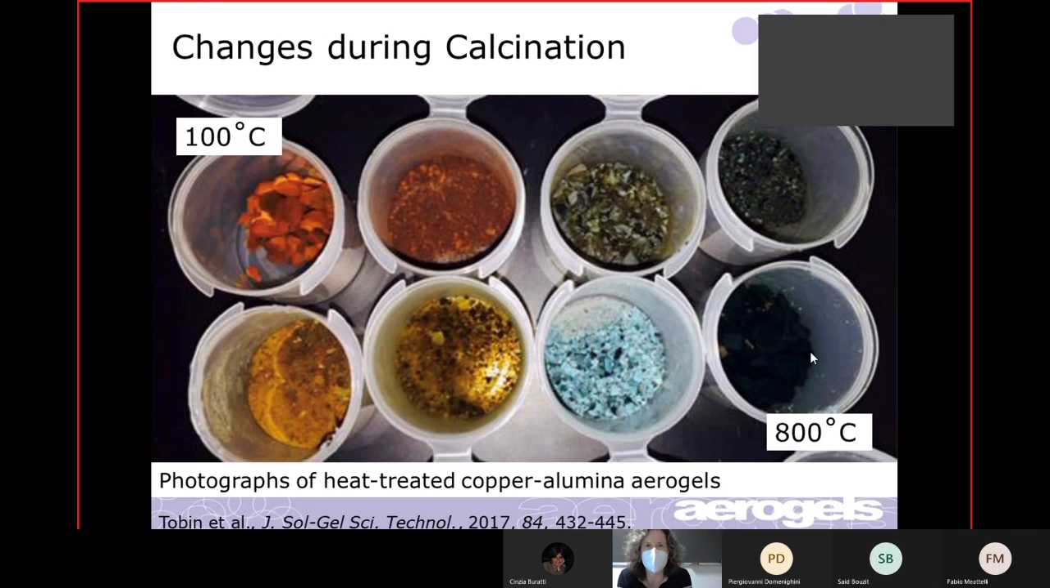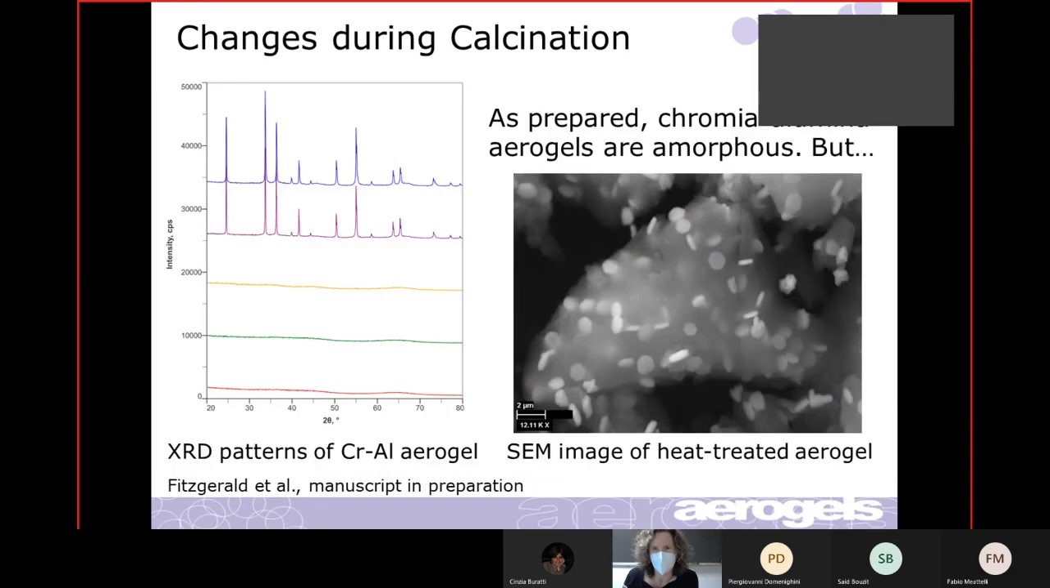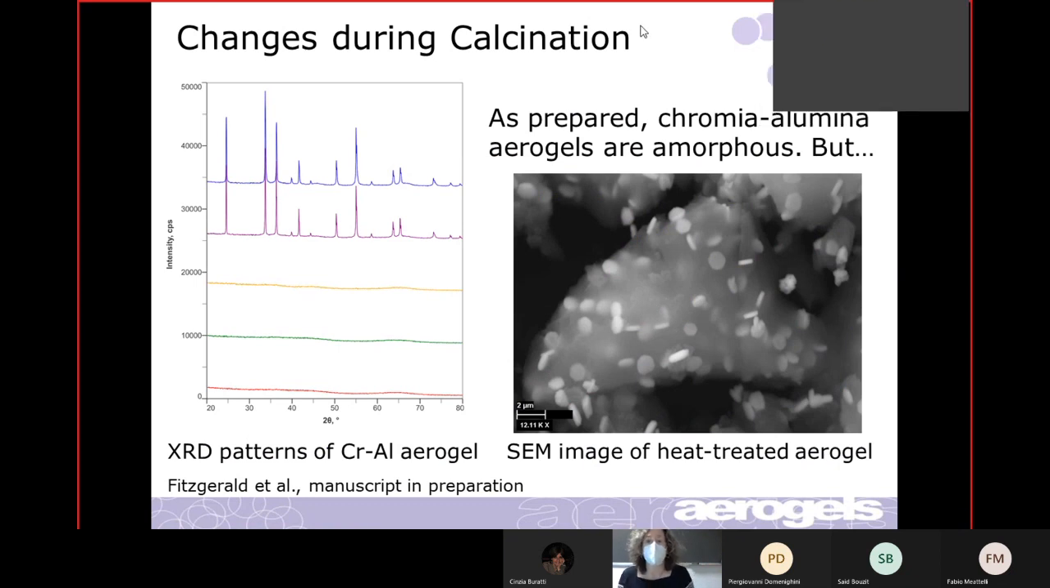In some more recent work with chromia alumina aerogels, as prepared are amorphous. And here, this is with a newer XRD instrument, but you can see as prepared is at the bottom. And for some reason, the temperatures are not showing through here, but this is as prepared at the bottom. This is an amorphous material. We are not seeing evidence of peaks. We're not seeing evidence of microcrystalline peaks. And then we heat it to 200 degrees.